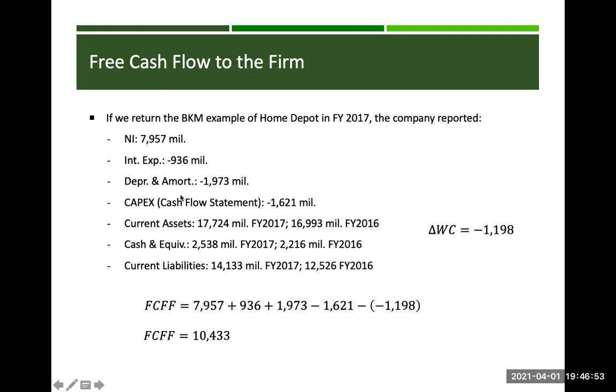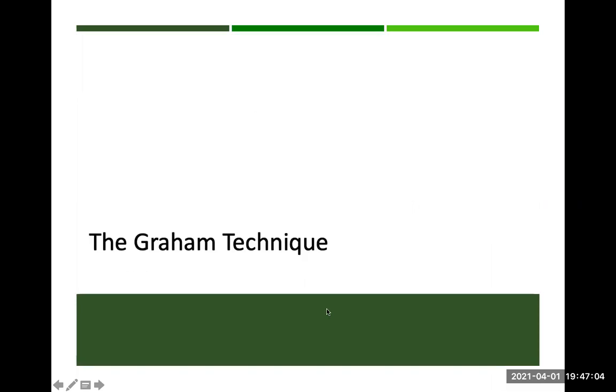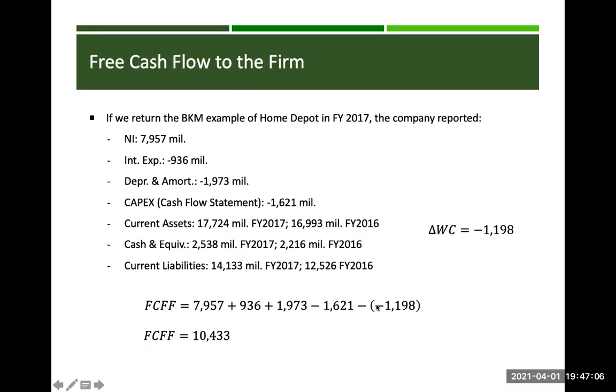So, going through this, free cash flow of the firm, 7.957, add back in interest expense, add back in depreciation and amortization, subtract the capital expenditures, which comes from the cash flow statement, and then incorporate that negative, minus the change in the working capital. Now we have the actual cash flows where the stakeholders have a legal claim to that cash flow and all future cash flows of that nature.